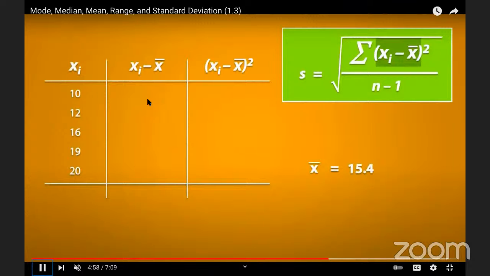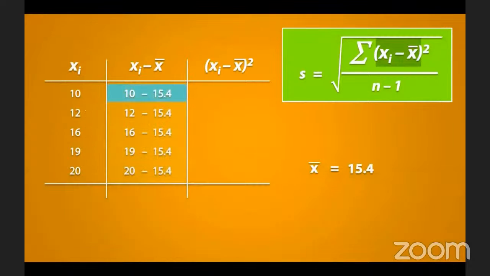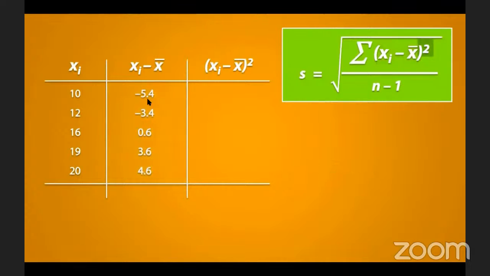Okay, so 10 minus 15.4, like that. As you keep doing that, you get the data in minus fractions. So now as you are getting this data in minus fractions, what is the next level as per the formula that is given over here?